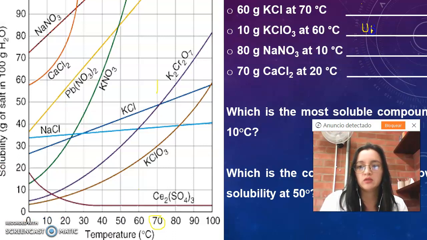I'm just going to write a U and an N. This was supersaturated because that was too much. So double S, supersaturated, unsaturated.